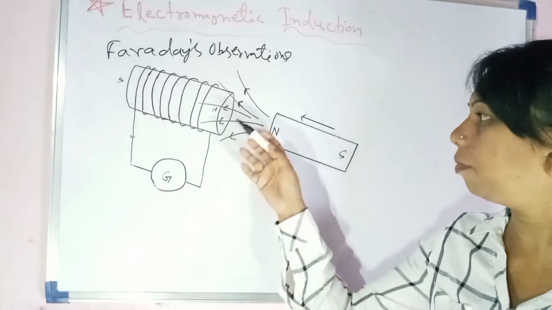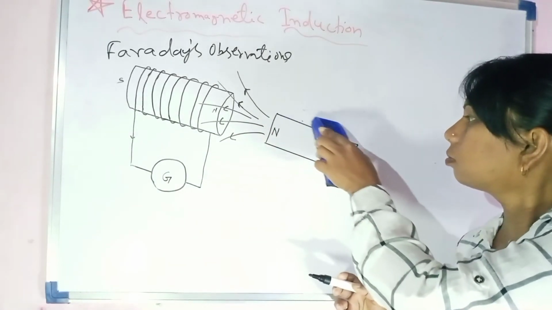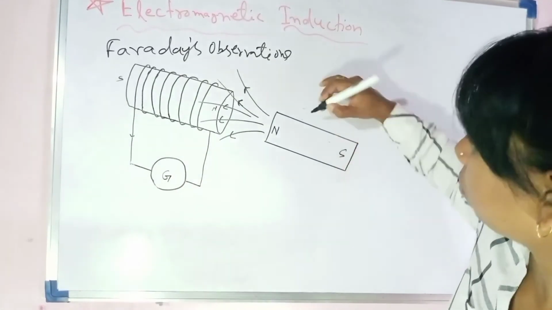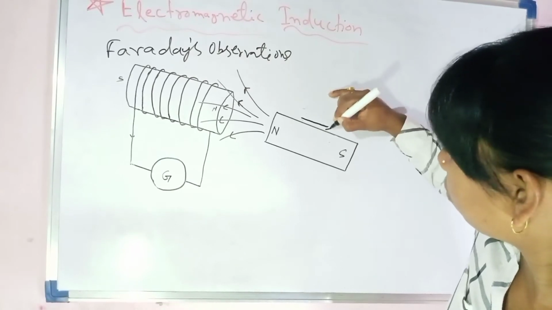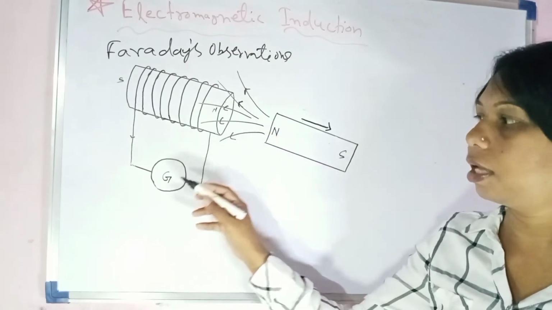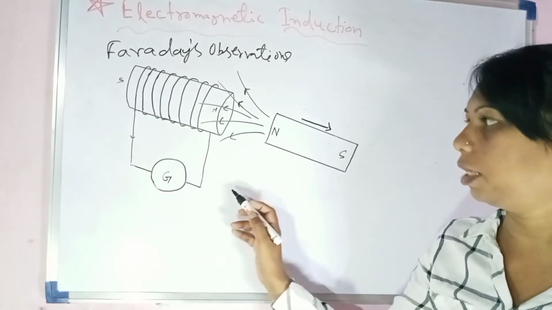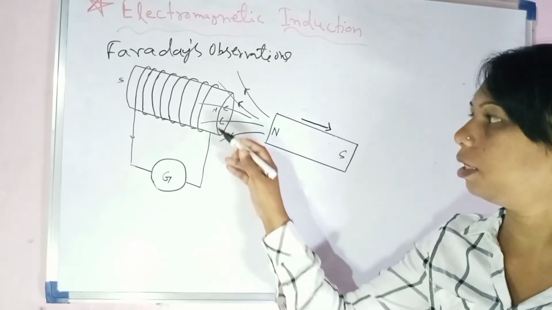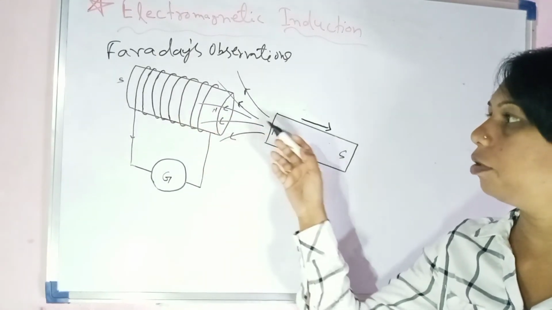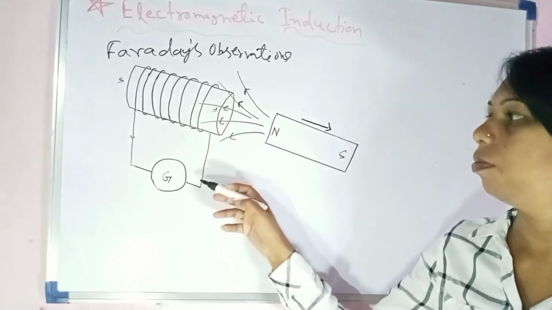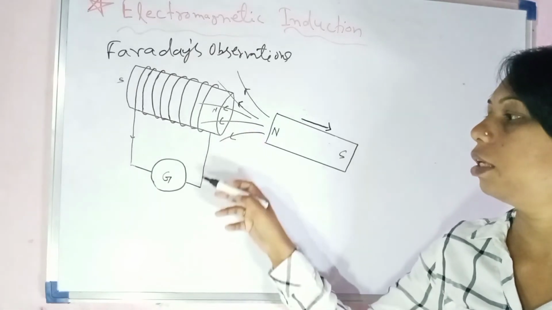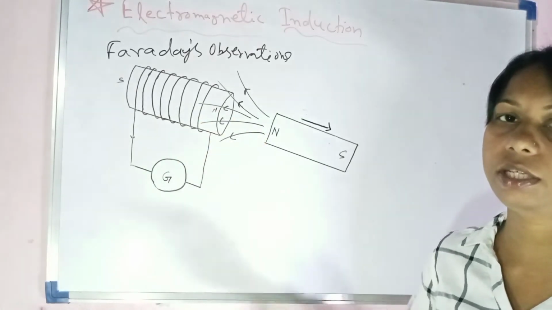When the magnet moves away from the coil, like this, the magnetic flux linked with the coil also changes, it decreases, hence the galvanometer shows deflection in the opposite direction. So in both cases, the magnetic flux linked with the coil changes. Hence he concluded that when the magnetic flux linked with the coil changes, current will flow in the coil. This current is known as induced current, and the EMF set up in this process is known as induced EMF.